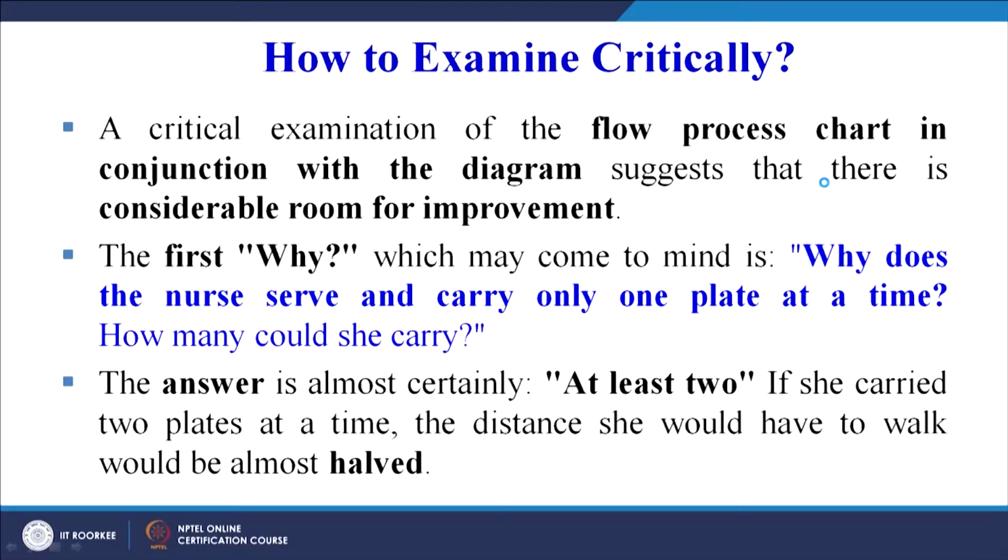Now how do we examine this problem critically? A critical examination of the flow process chart, in conjunction with the flow diagram, suggests that there is considerable room for improvement. If we see, there is a lot of movement of the nurse who is serving food to the patients, and there are 17 different beds in that ward.